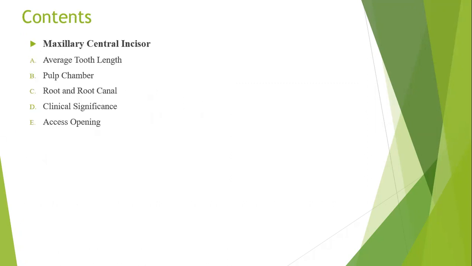Then you can explain the access cavity preparation for the maxillary central incisor. And for that, you have to also mention the average tooth length, the morphology of the pulp chamber, the clinical significance, and then the shape of the access cavity and the procedure by which you are doing it.